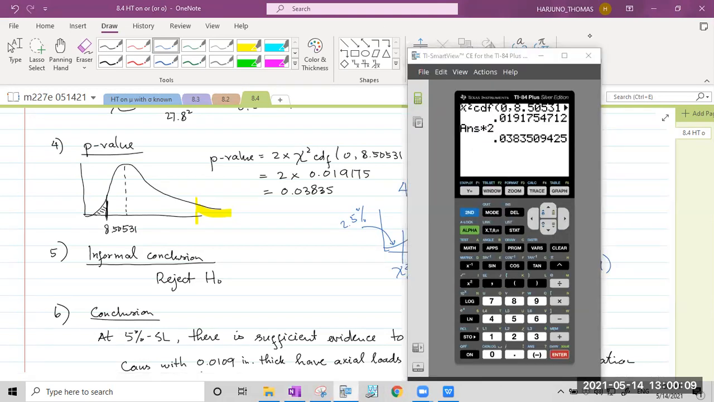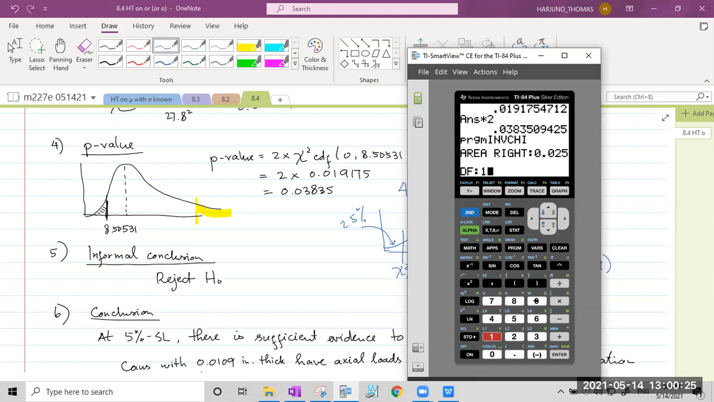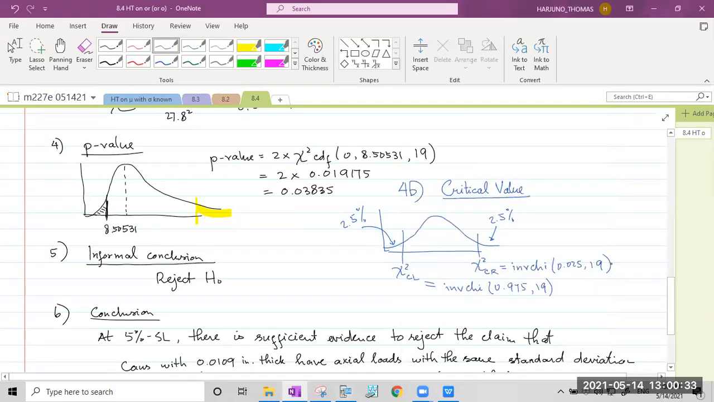Okay, then I think we don't have this. We programmed this one though. So inverse chi, area to the right, 0.025, degree of freedom 19. 32.85233.